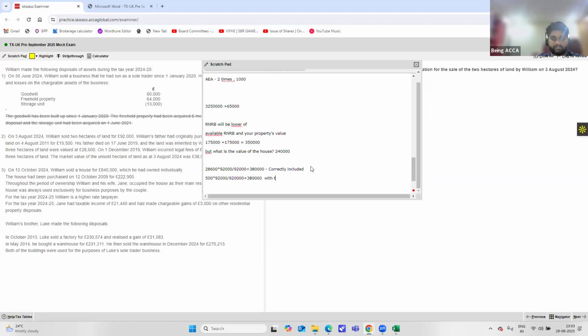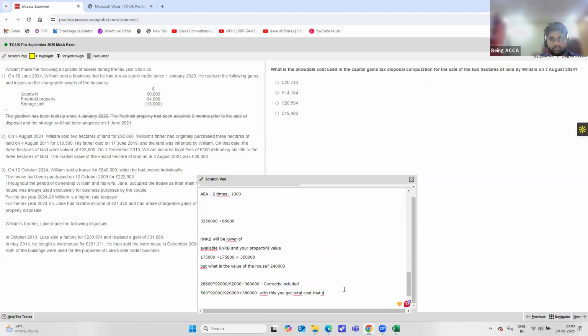With this, you get the total cost that should be deducted from the sales proceeds. Is this point clear until here? Do not forget about the legal costs. Legal costs are allowable costs because they are costs incurred for selling the asset itself. So for that reason, legal costs are an allowable expenditure.